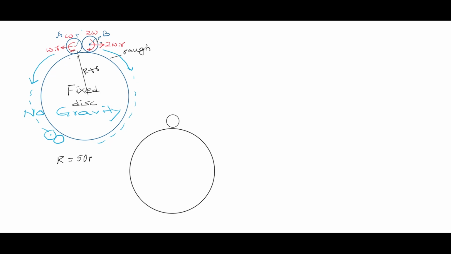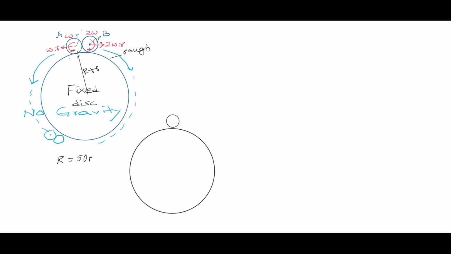The figure shows a bigger disk which is fixed. The bigger disk is not moving, it is not rotating, it is not rolling. On the surface of the bigger disk, there are two smaller disks which are identical, each having a radius of r.